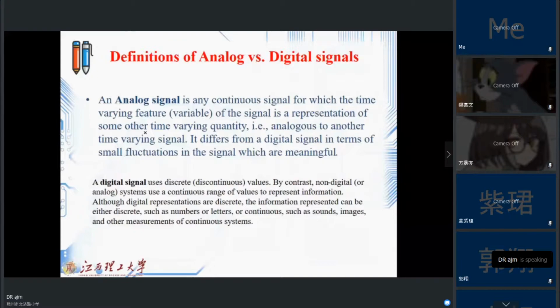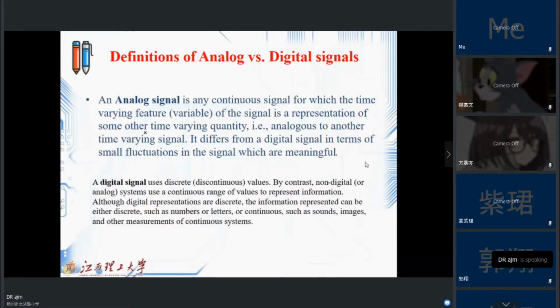On the other hand, we have the digital signal, which uses discrete or discontinuous values. By contrast, a non-digital system uses a continuous range of values to represent information. All digital representations are discrete. The information represented can be either discrete, such as numbers or letters, or continuous, such as sounds, images, and other measurements of continuous systems. This is the difference between analog and digital.